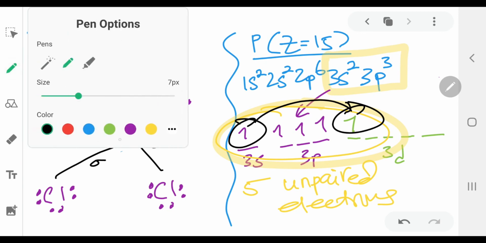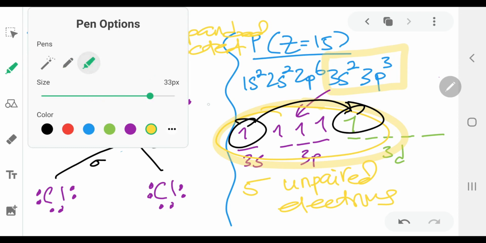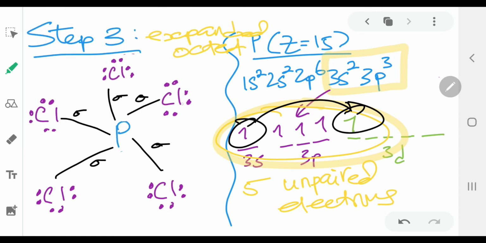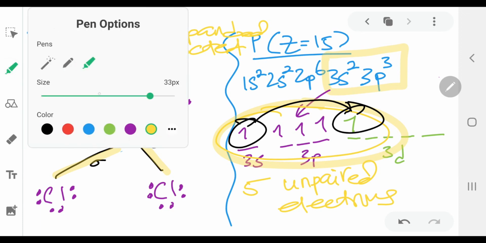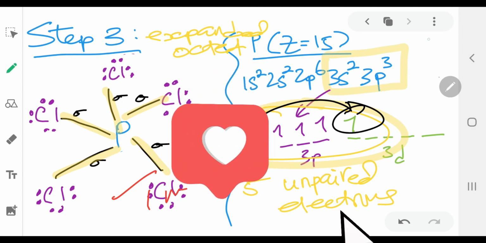Okay, so this is what you call an expanded octet, because you have more than 8 electrons on the central atom. You have 1, 2, 3, 4, 5, 6, 7, 8, 9, 10. So you have more than 8 electrons surrounding the central atom. So that is what you call an expanded octet. So you get 1 mark for that one, for the correct Lewis structure of your PCl5.